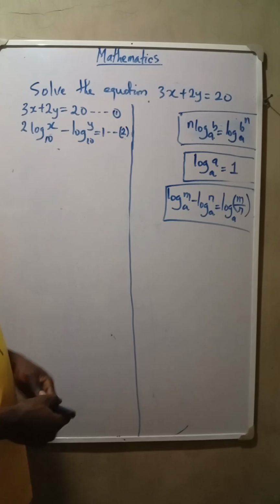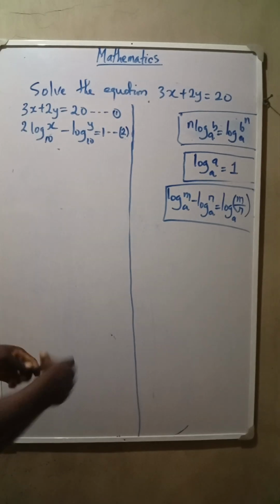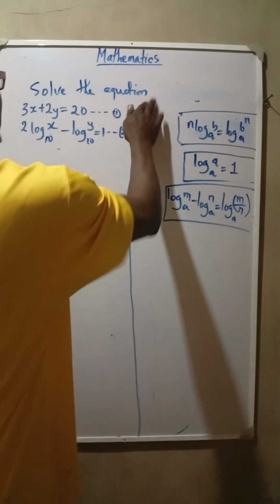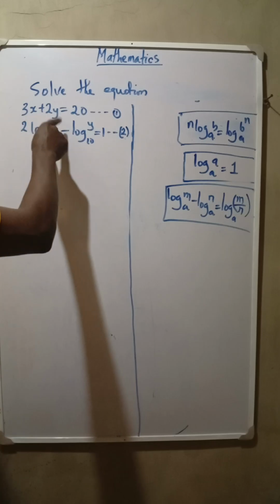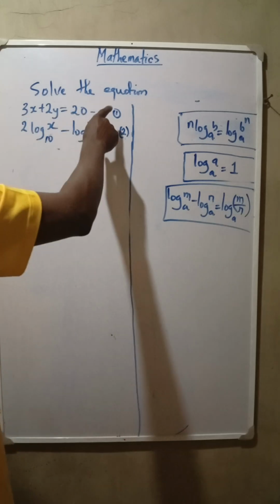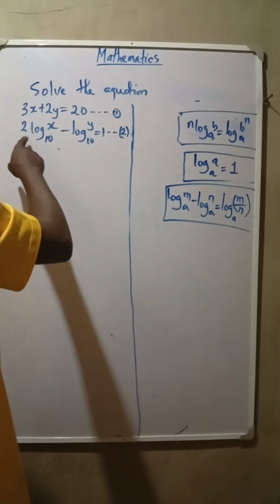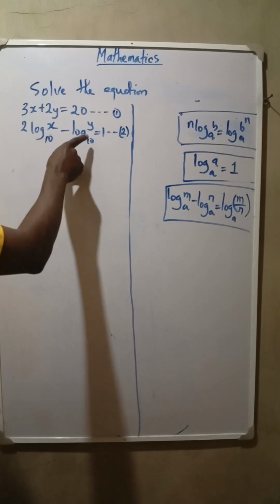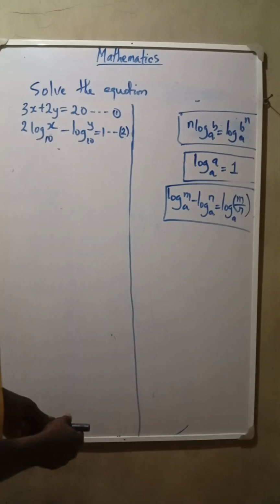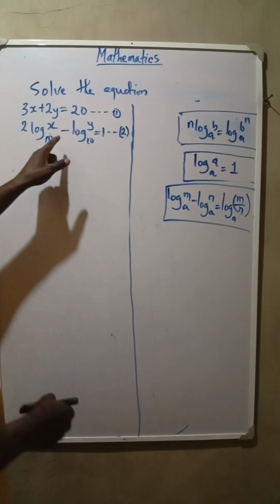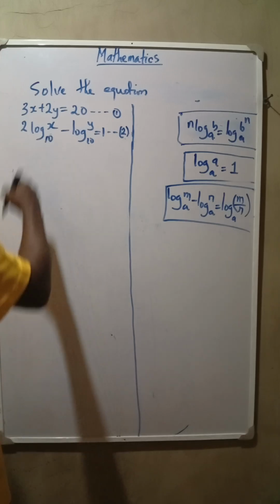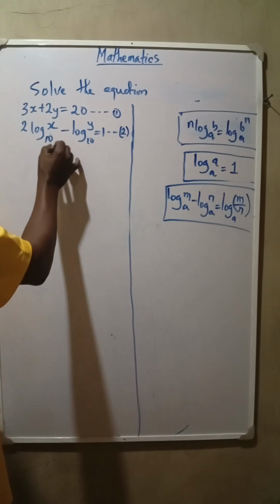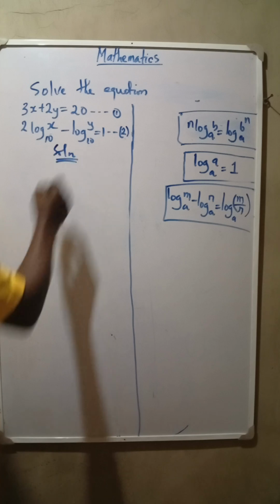I want us to quickly consider this question. We are to solve the equation 3x plus 2y equals 20, equation 1, then 2 log x base 10 minus log y base 10 equals 1, equation 2. So we are going to first of all resolve this one with logarithm. We need to simplify it. And how do we simplify it?